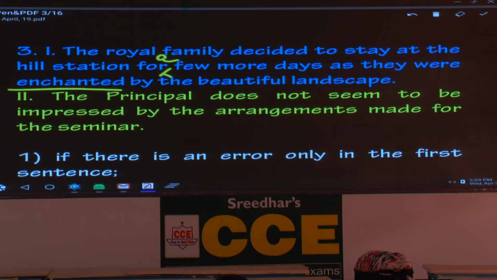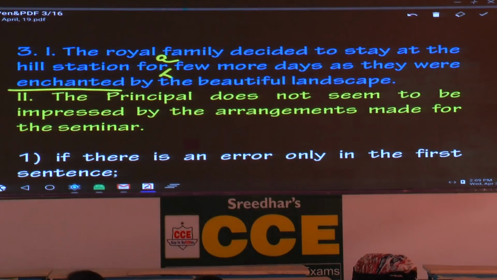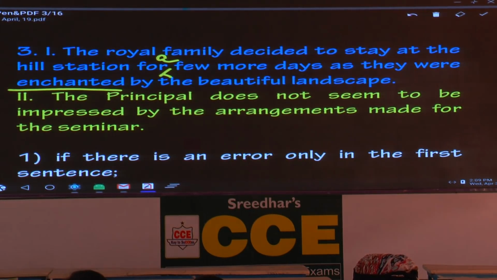The principal doesn't seem to be impressed. Please underline the expression. Affirmative: he seems to be impressed. See, whenever you come across tough sentences related to active voice, passive voice, first you have to know for sure, if the sentence is in active voice, what is passive voice? If it is in passive voice, what is active voice? If the sentence is related to reported speech or indirect speech, you should know for sure what could be the actual sentence in direct speech. You have to know for sure. That means you are good at English.